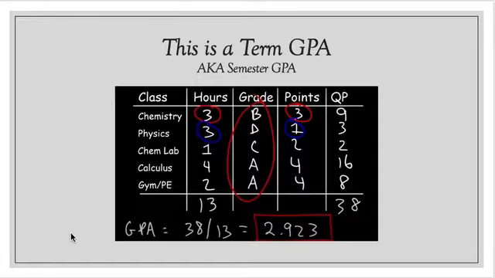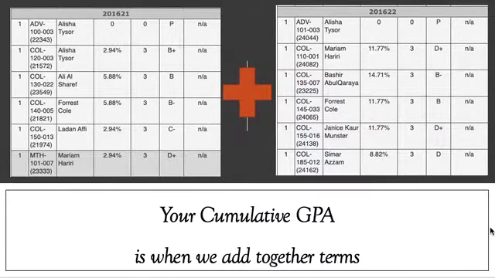Now, university is built up of many terms. For most students, there's somewhere between 8 to 9 terms over a course of 4 years. So if a term GPA is what you've taken one semester, a cumulative GPA is what you've taken the whole time while you were at the university. So basically, we take a term and we add it to another term. And you do the same process.